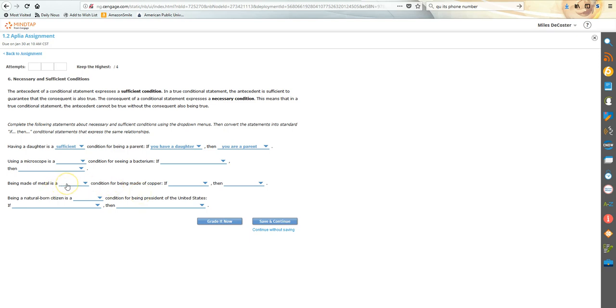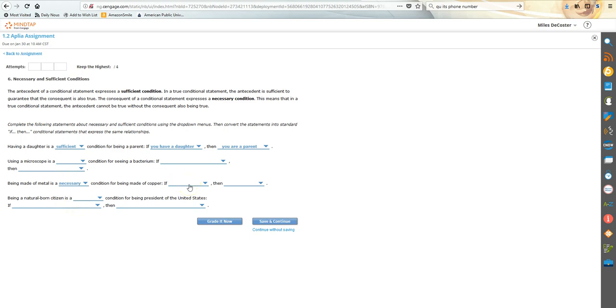Now I should ask, well, if I'm not made of metal, does that guarantee that I'm not made of copper? And there I want to say yes, right? If I'm not metal, then I'm not copper. To be copper, I must first be metal. That means that being metal is a necessary condition for being made of copper.